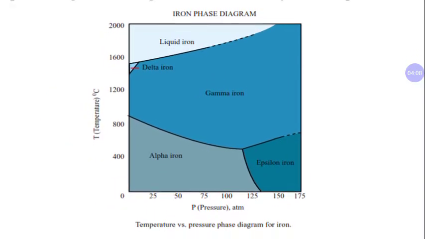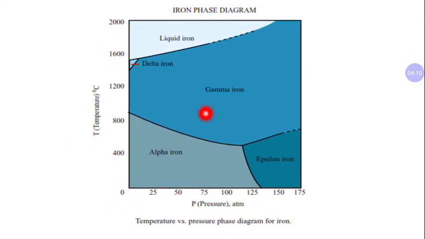So this is the one component system of the iron phase diagram, where iron exists as alpha, epsilon or gamma iron, and here again as delta iron, and above this temperature it is liquid iron. Above this temperature it melts and is converted to the liquid phase. Below it, these are all solid phases, but there is still a phase transition due to the change in crystal structure.